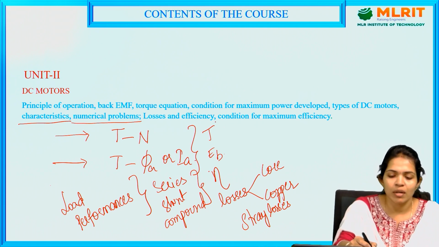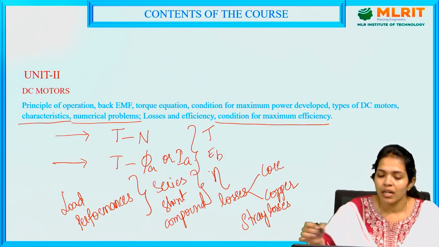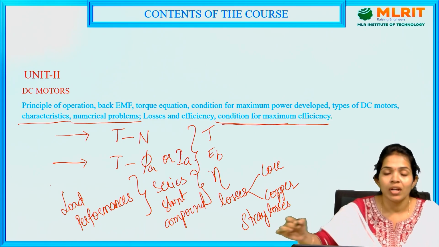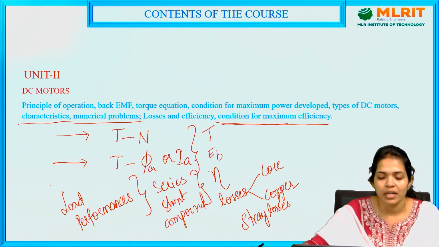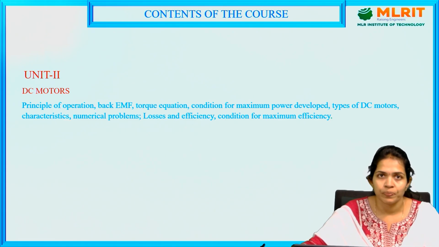Then we'll be studying the condition for maximum efficiency. What is the condition to be? Derivation of this condition will be derived, and we will also get to know what is the condition required for achieving or attaining maximum efficiency in DC motors. So this is about unit 2. All these topics of DC motor will be studied under unit 2.